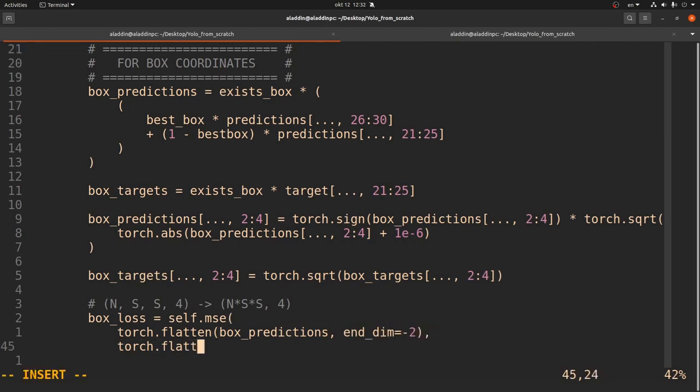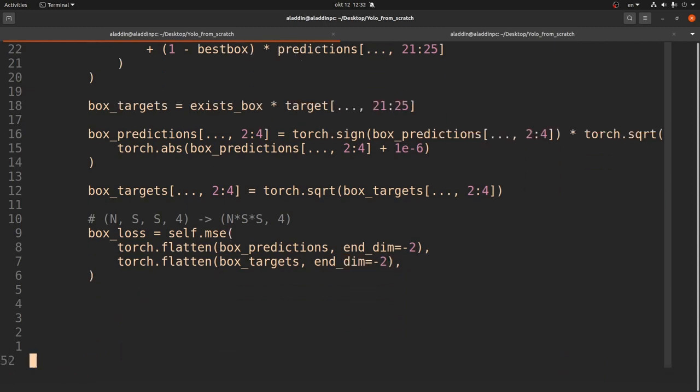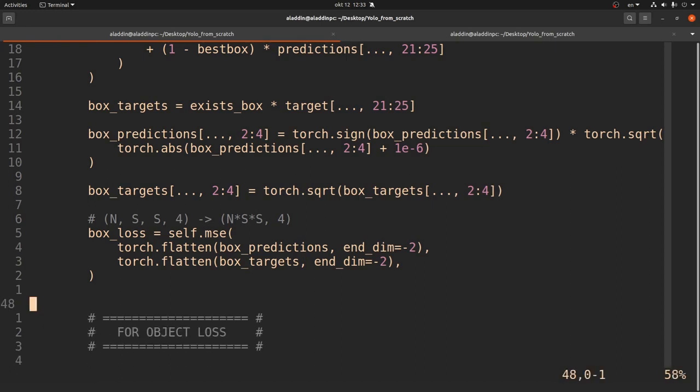So that's what I believe, why I did that. And we're going to do torch.flatten of the box targets. And again, the start dimension is going to be equal to -2. So we're going to close that. Then that's the mean squared error of the box loss. Yeah, so then we're going to do the object loss.